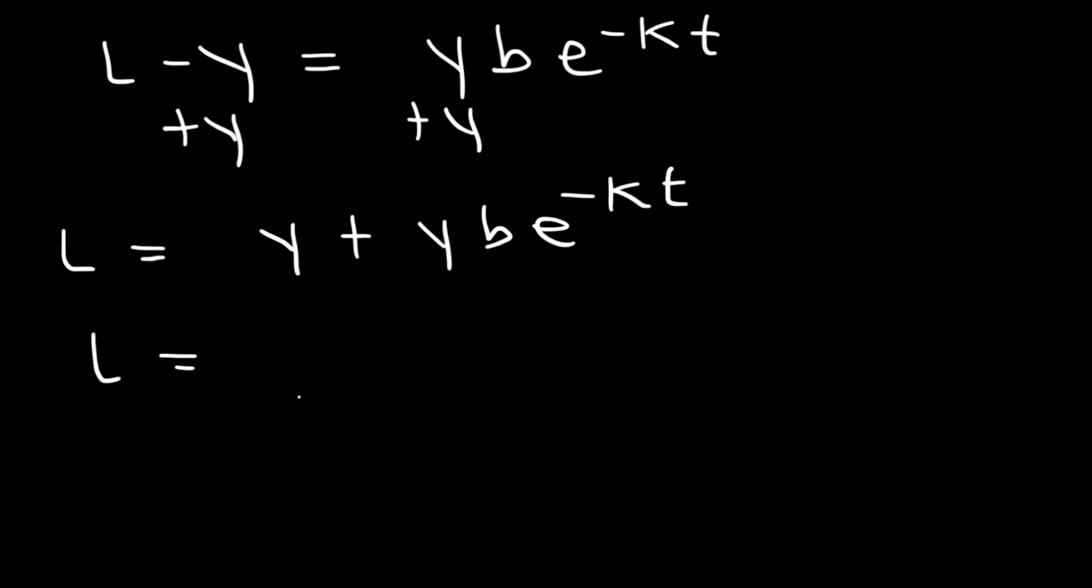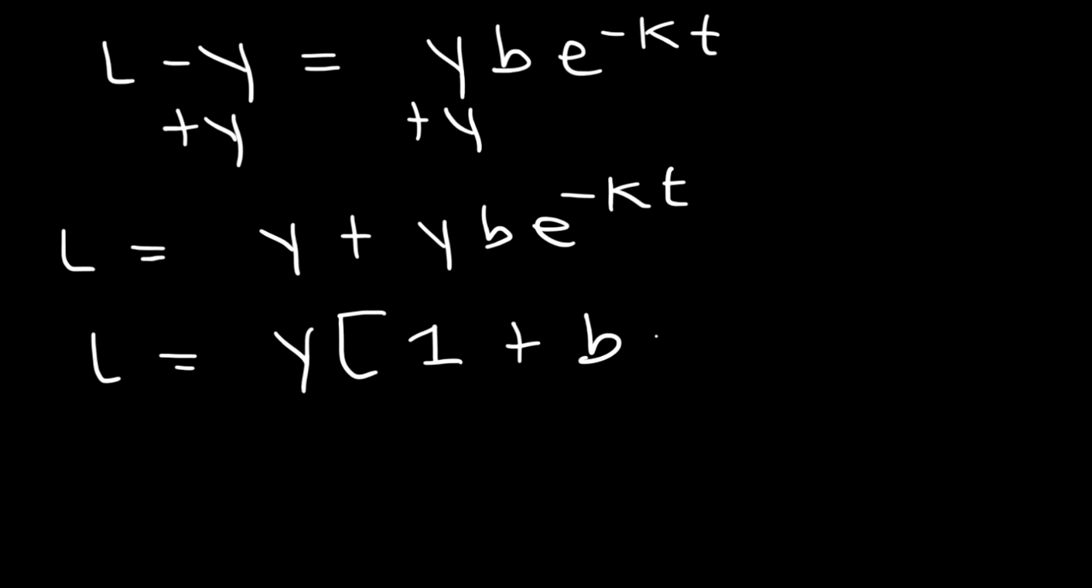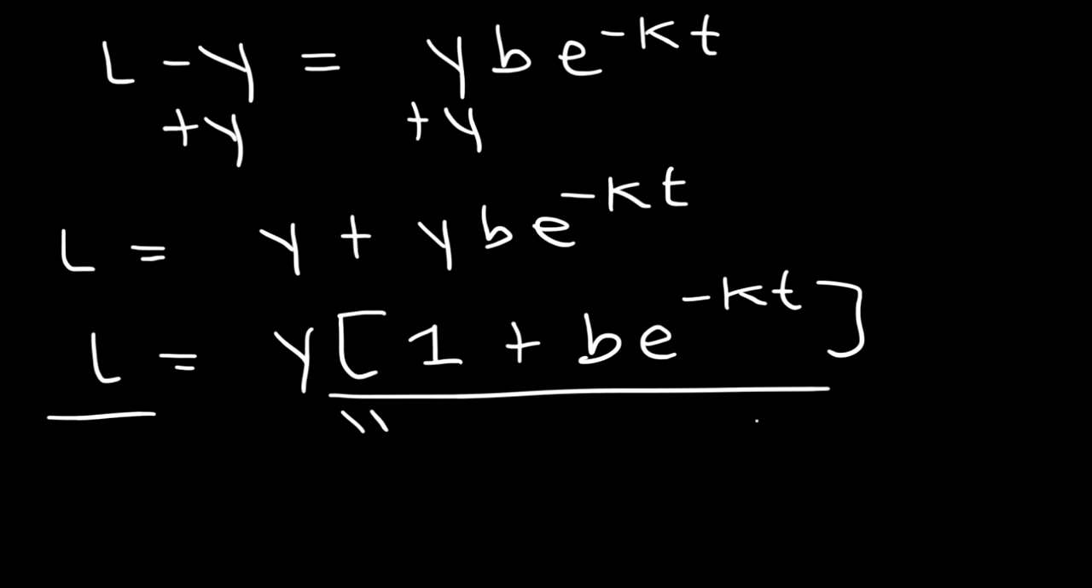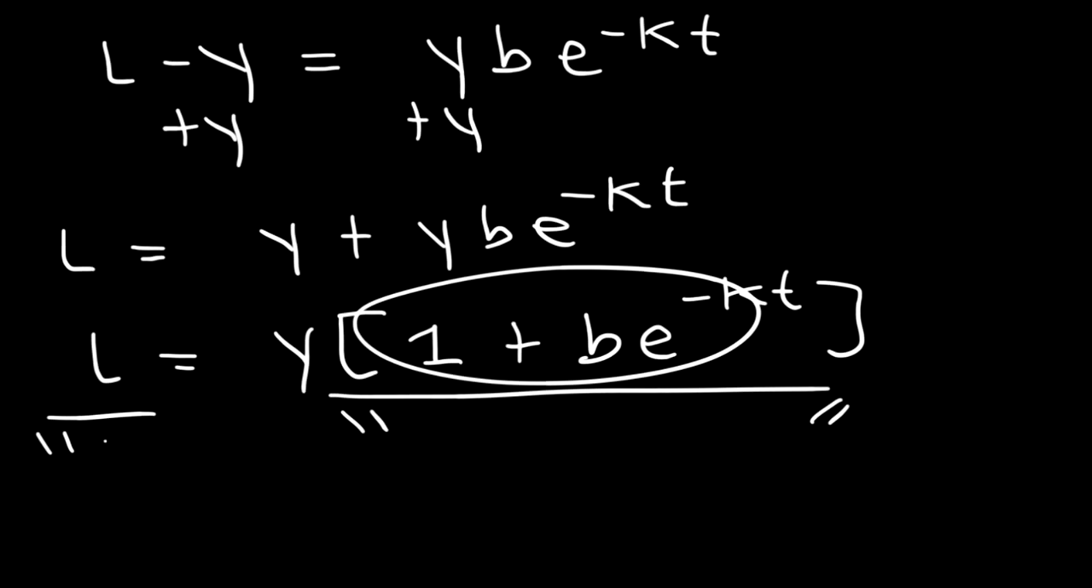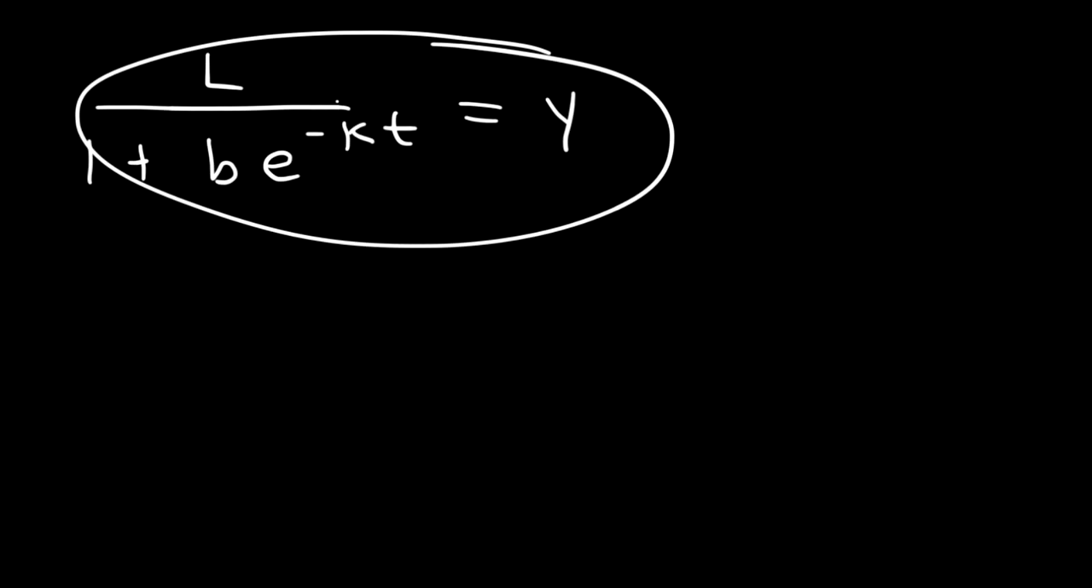On the right side, let's factor out the GCF. The greatest common factor is y. Y divided by y is equal to 1. This term divided by y, the y variables will cancel, and you're just going to get b e to the negative kt. So now the last thing that we need to do is divide both sides by that expression. And if you do that, L divided by 1 plus b e to the negative kt is now equal to y. So this is the general solution of a logistic equation. That's how you can derive it from a differential equation.